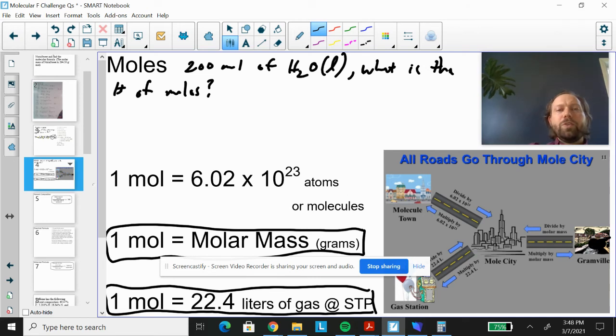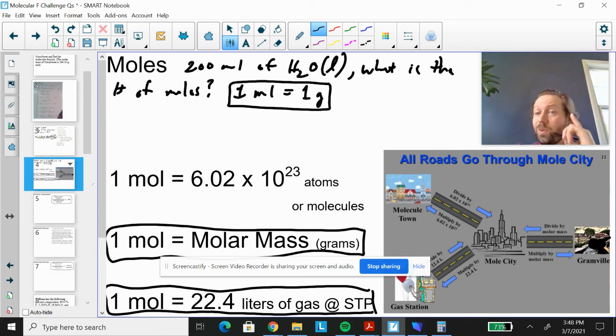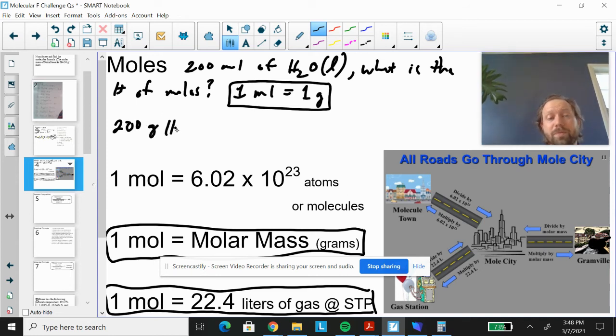So you might be tempted to go right to the bottom one, but remember the bottom conversion factor is gas station. This is not a gas, it's a liquid water. So there's another piece of information that you want to remember. For every 1 milliliter of water, it's equal to 1 gram of water. It's only for water, okay? So I can convert my milliliters directly to grams. So 200 milliliters is equal to 200 grams. You could just write that out, okay?